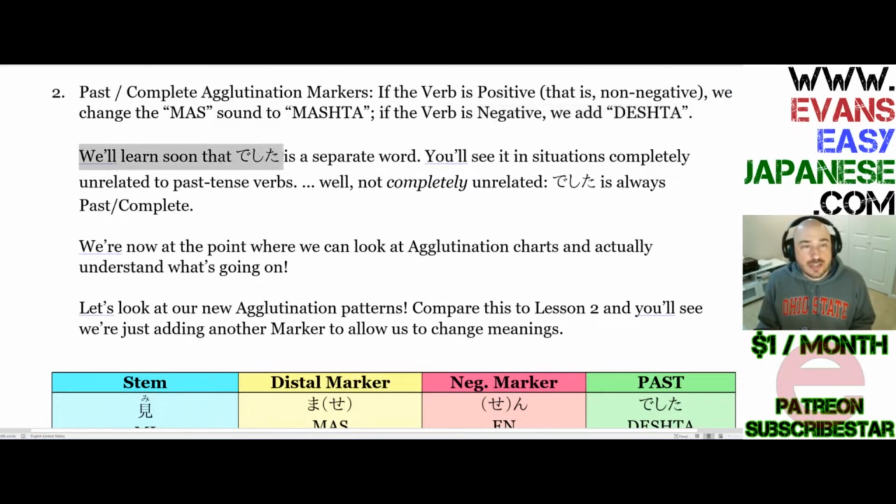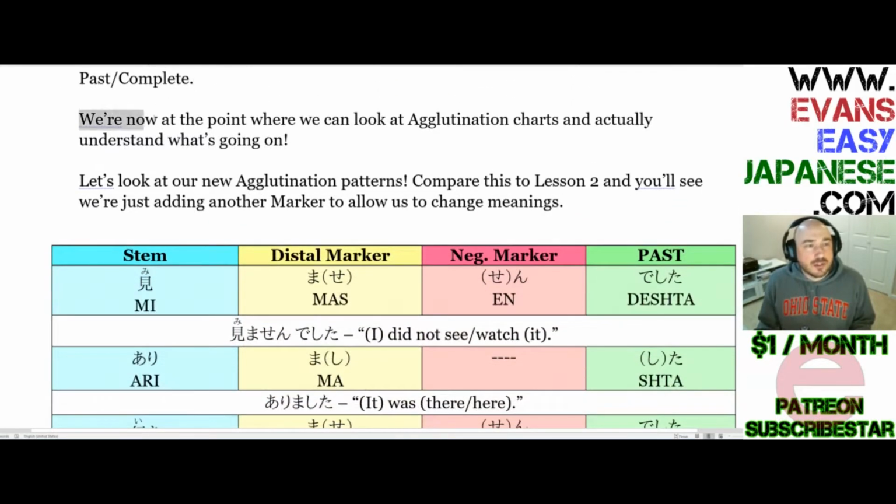We'll learn soon that deshta is a separate word. You'll see it in situations completely unrelated to past tense verbs. Well, not really, but it's still past tense. However, we're now at the point where we can look at agglutination charts and actually understand what is going on. We're finally going to find places that are blank. Let's look at our new agglutination patterns.